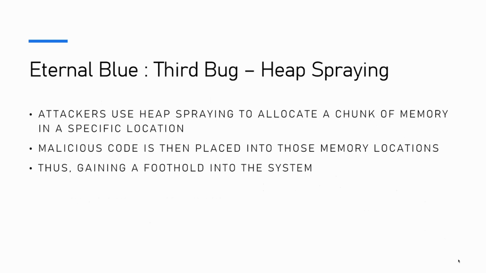The third bug that EternalBlue takes advantage of is heap spraying. Attackers can use heap spraying to allocate a chunk of memory in a specific location. Malicious code is then placed into those memory locations, and once those locations are triggered or directed to, it will cause the malicious code to run, and thus gain a foothold into the system.